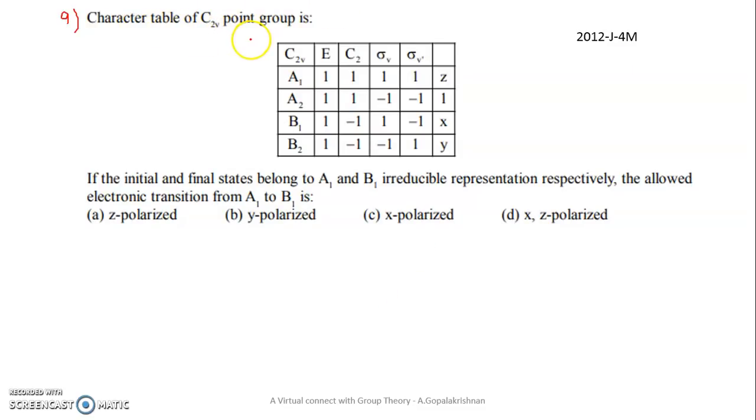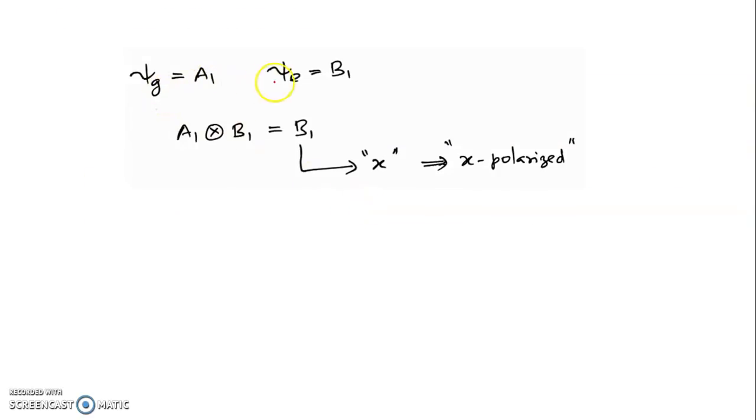The character table for the C2v point group is given. If the initial and final states belong to A1 and B1 irreducible representations respectively, A1 being the initial state and B1 the final state, the allowed electronic transition from A1 to B1 is X polarized, Y polarized, Z polarized, or XZ polarized. What to do? Listen, the initial state is A1, the final state is B1. So take the direct product of these two.